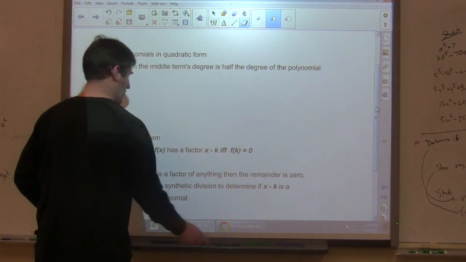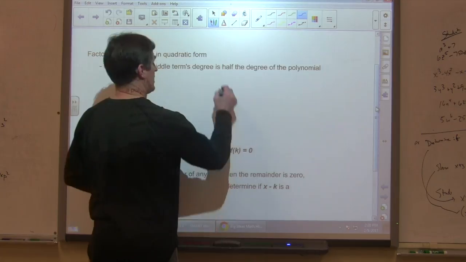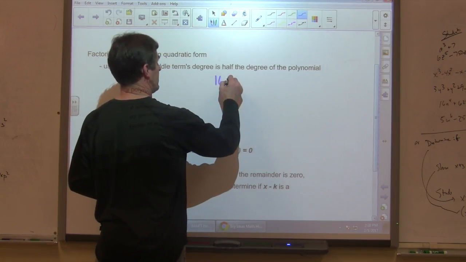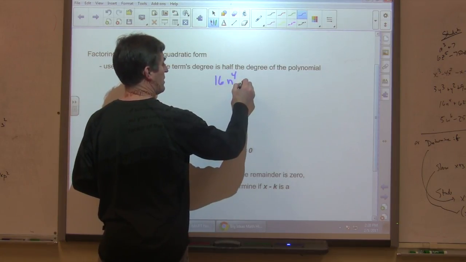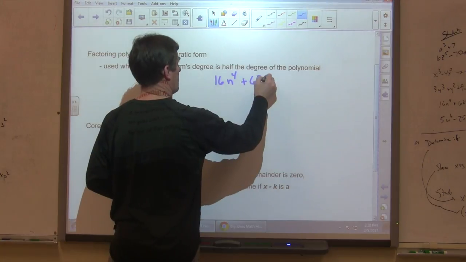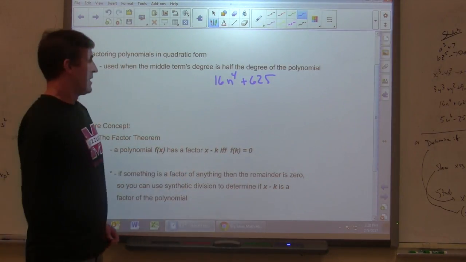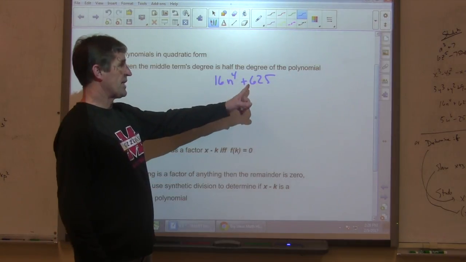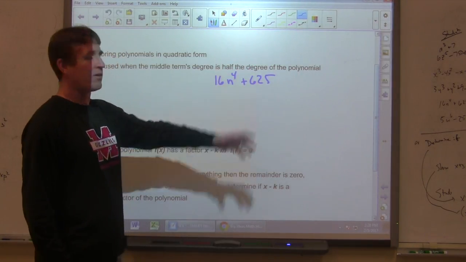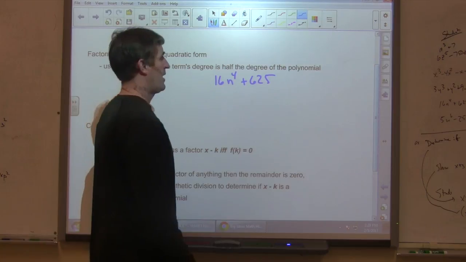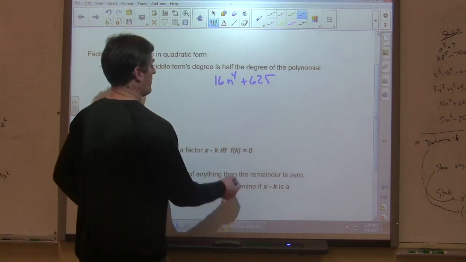Two more I want you to try. 16n to the 4th plus 625. So here's one a little bit different. Again, it's the 4th power. There is no middle term, so I can say that's 0 and look to factor that.